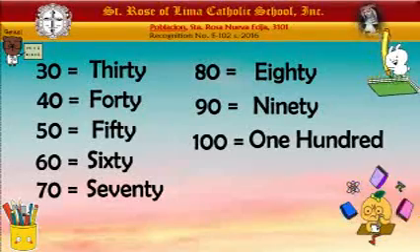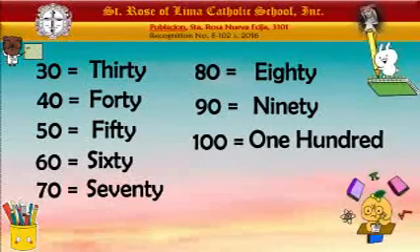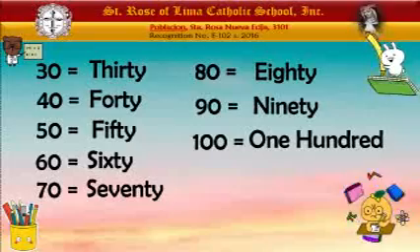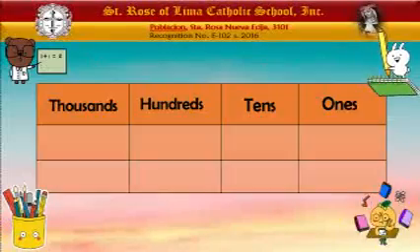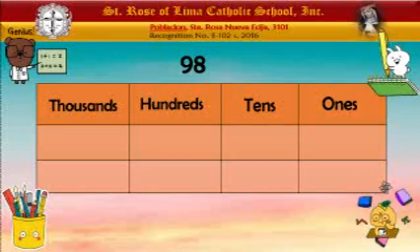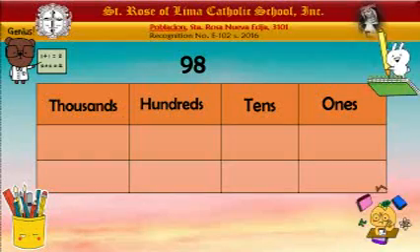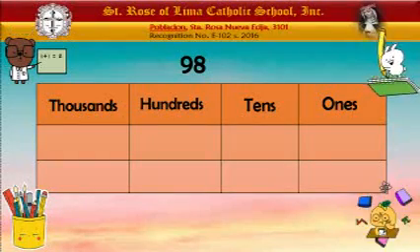Those are just simple words. Now, let's start to write numbers in words using the place value. And we can use bigger numbers. In the first one, we have here 9 and 8. We read this as 98. Now, let's try to put 98 on its place value.